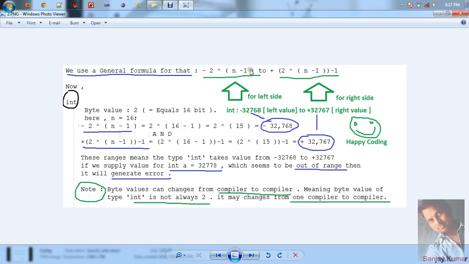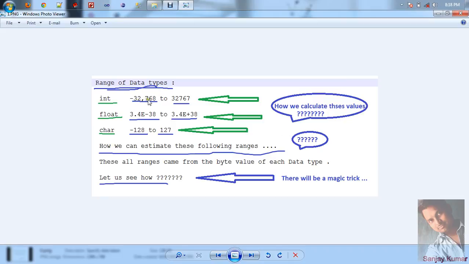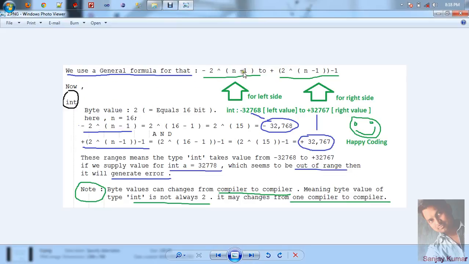So for the negative value, with n equal to 16, the formula is -2 to the power n minus 1. So n equal to 16 means -2 to the power 16 minus 1, which is equal to -2 to the power 15, which is -32768. Now we have calculated this value, and how did we get it? It is calculated with the help of this formula. Here n is equal to 16, which is 2 bytes, that is 16 bits. We put the value n equal to 16 and we get this value.